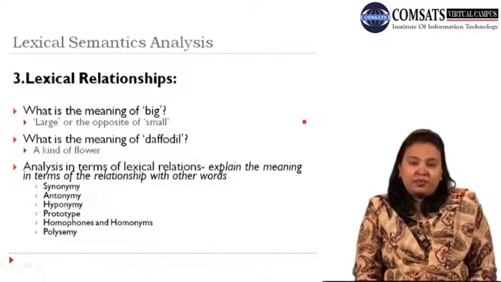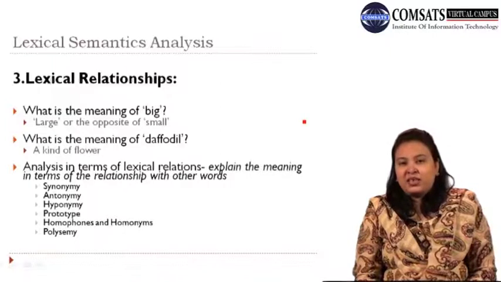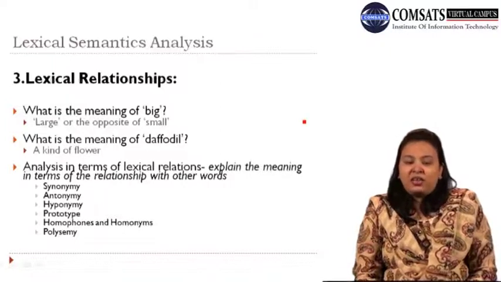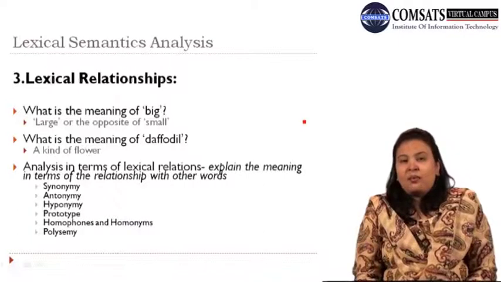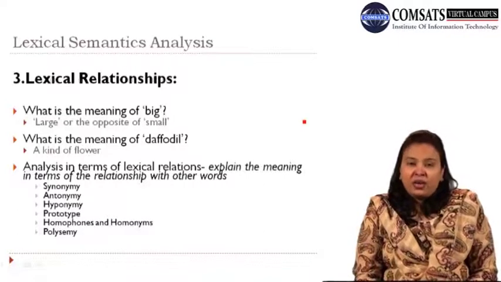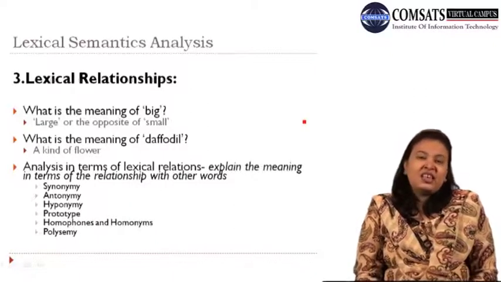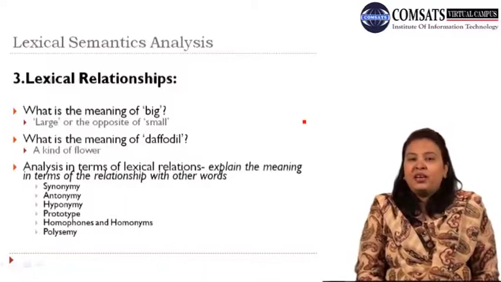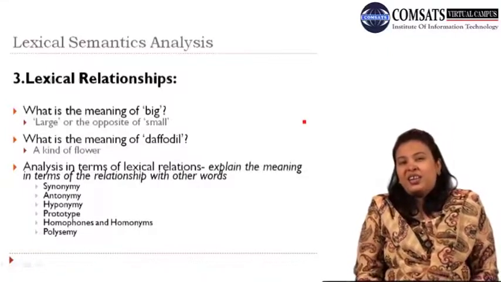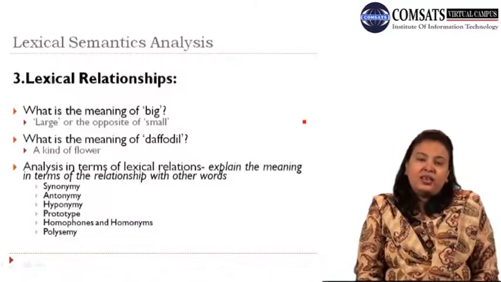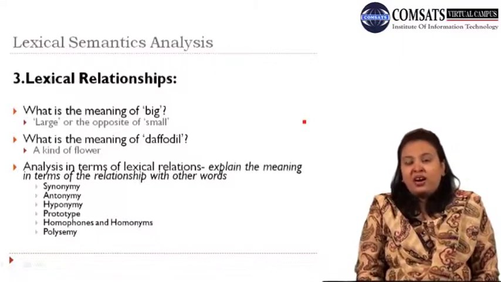relationship with other words. I have a lot of examples for this, like synonyms, antonyms, hyponymy, prototype, homophones, homonyms, polysemy, meronymy, and retronymy. I will give you a lot of examples related to these. All the words in these groups, in these classes, have meaning according to their relationship with other words. So we will start with the simplest, that is synonymy.